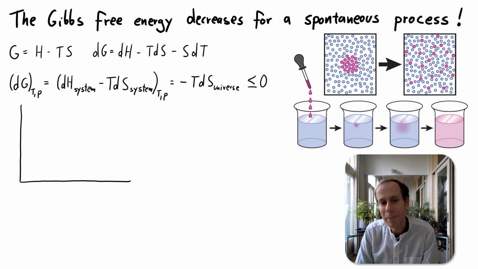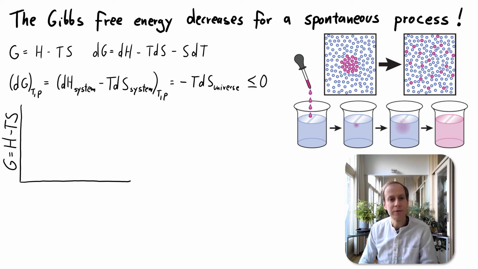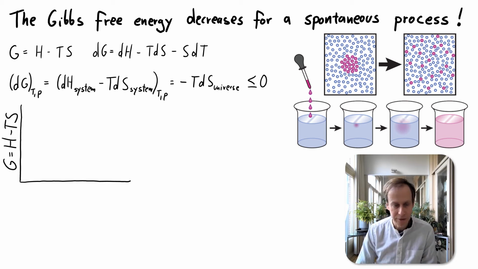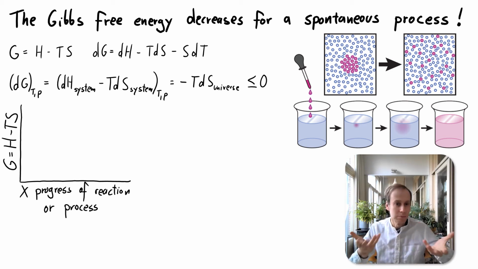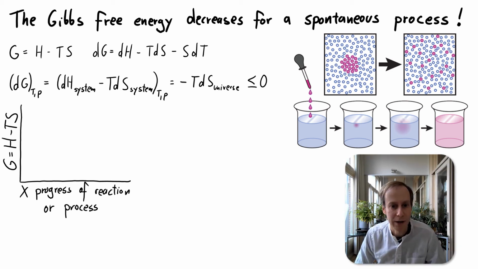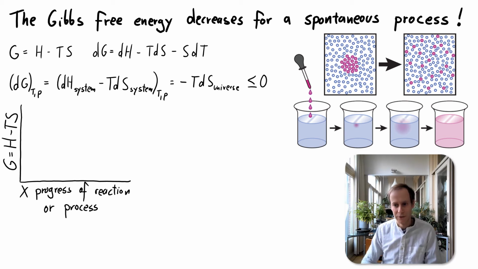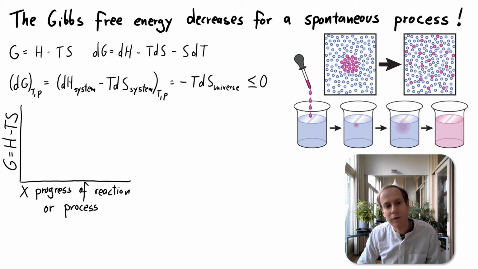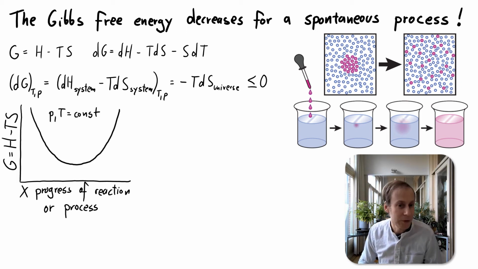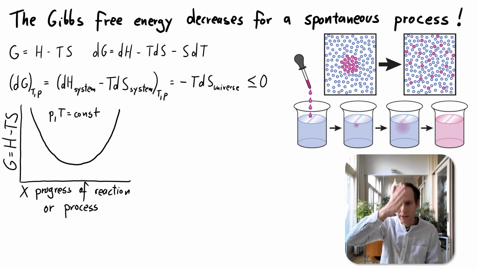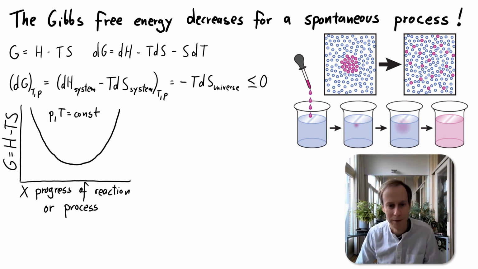Okay, so I'm plotting here now the Gibbs free energy on the y-axis and a process variable x which is characterizing the progress of the reaction. Could be the time, it could be the temperature of the system. I plot that as the x-axis. And I will draw a graph of the dependency of the Gibbs free energy on x at constant pressure and temperature. And it will typically look like this, like a U-curved shape.